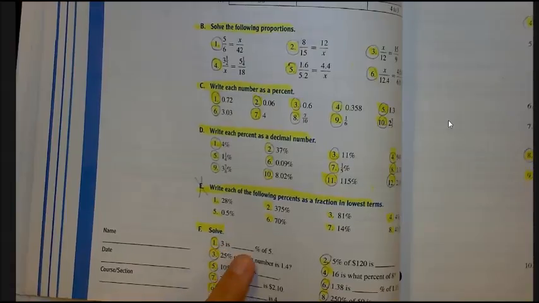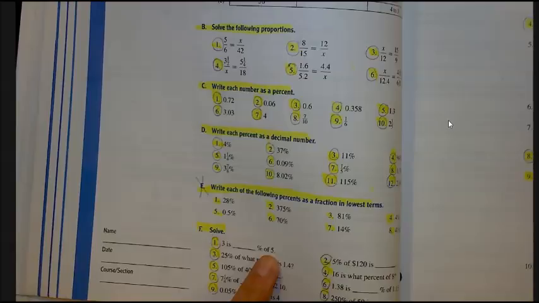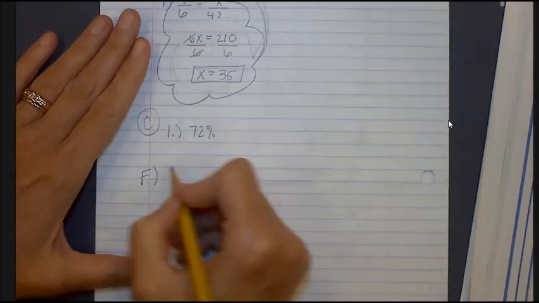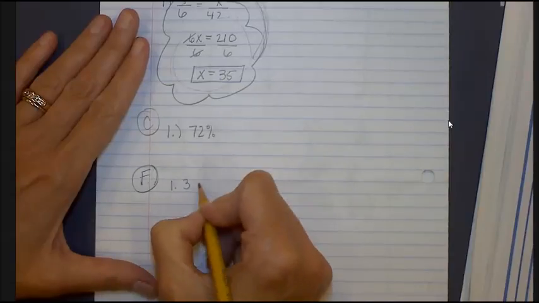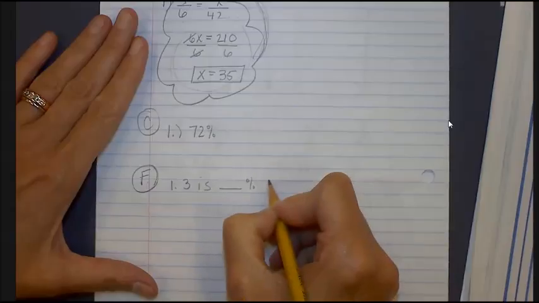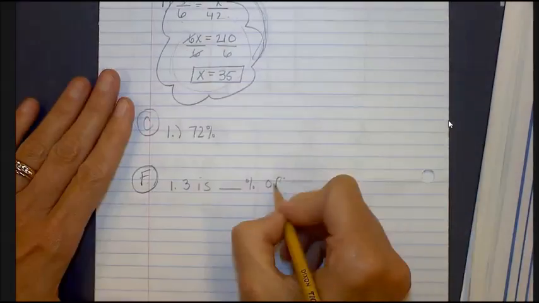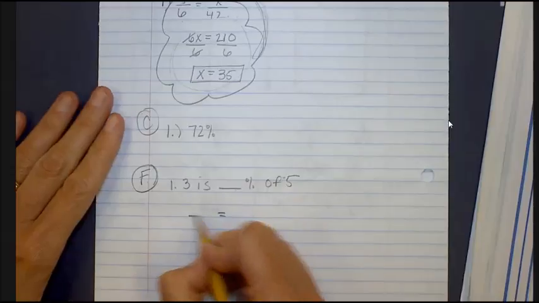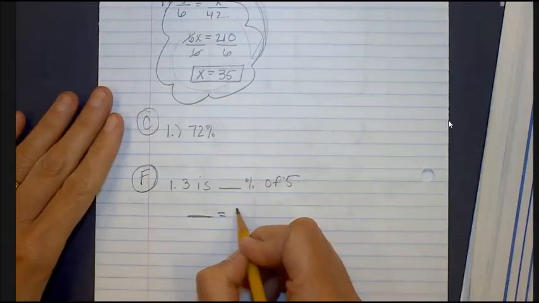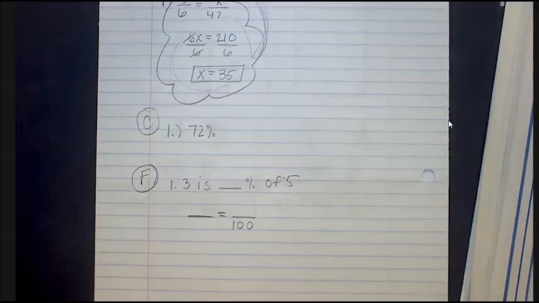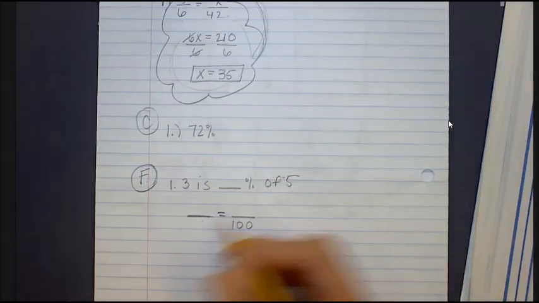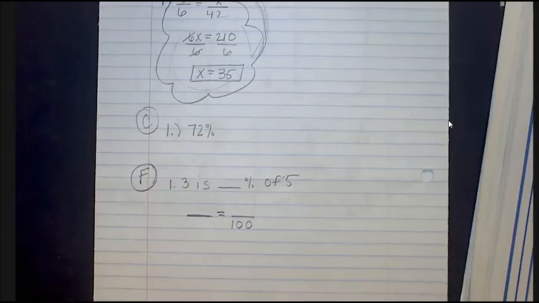3 is blank percent of 5. Okay? So to do that, like number 1 right here for section F, it says 3 is blank percent of 5. Well, I need to find a percentage, right? My percentage is always going to be my number over 100 to set it up as the proportion, okay? So this is something of 5. So where would I put the 5 and where would I put the 3?